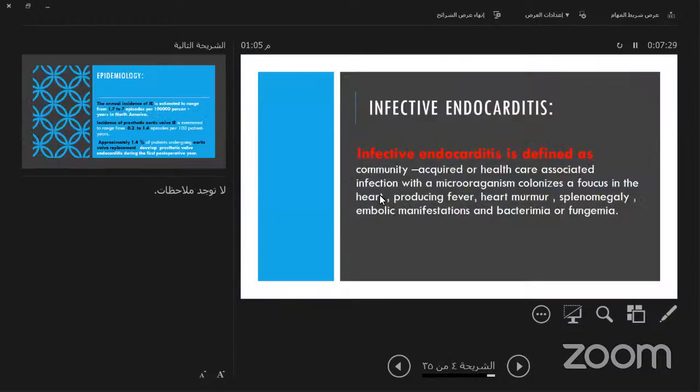Infective endocarditis is defined as a community-acquired or healthcare-associated infection in which a microorganism colonizes a focus in the heart, producing fever, heart murmur, splenomegaly, embolic manifestations, and bacteremia or fungemia.